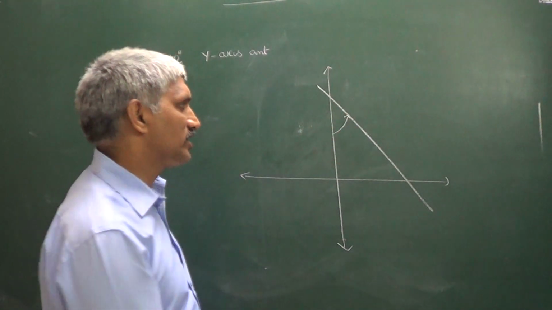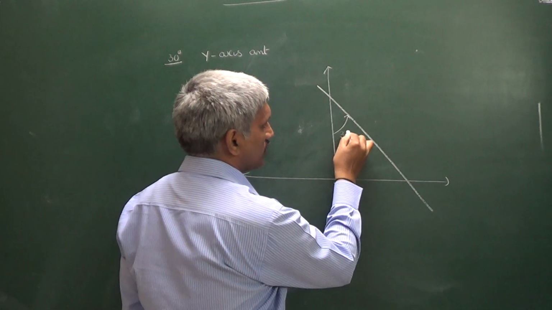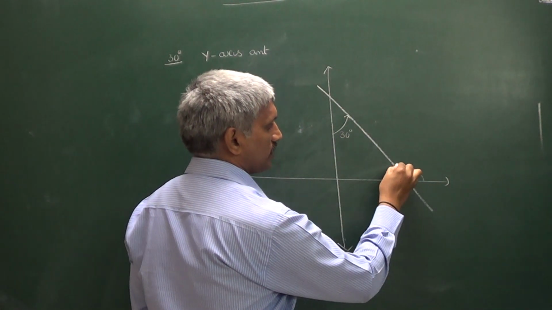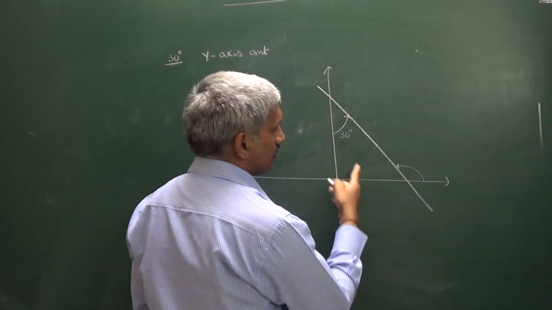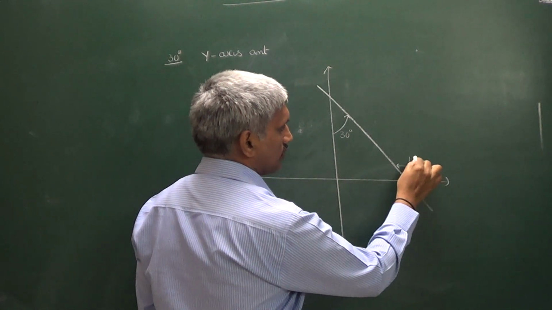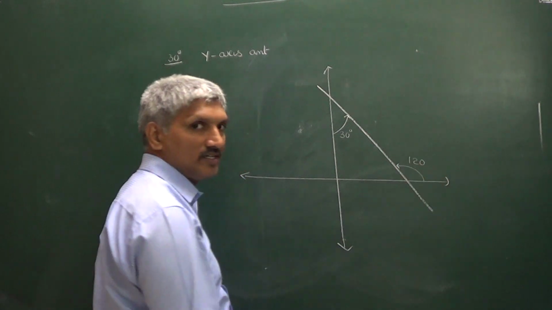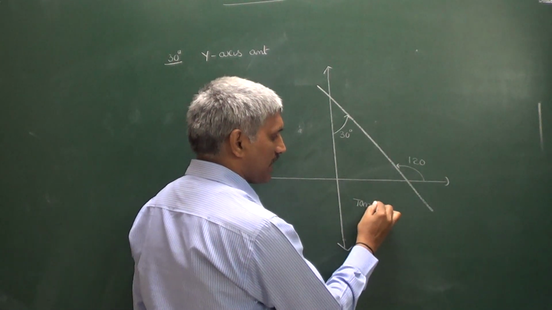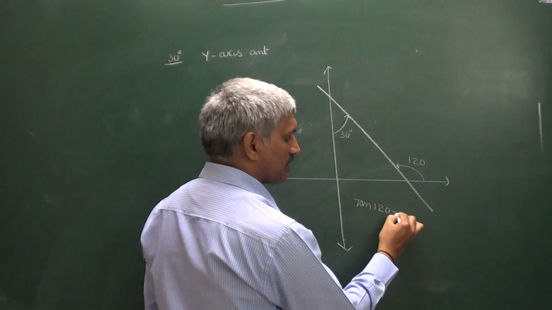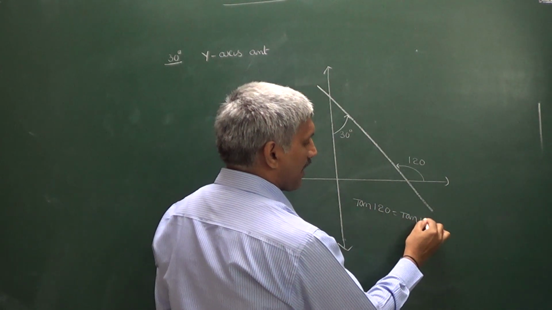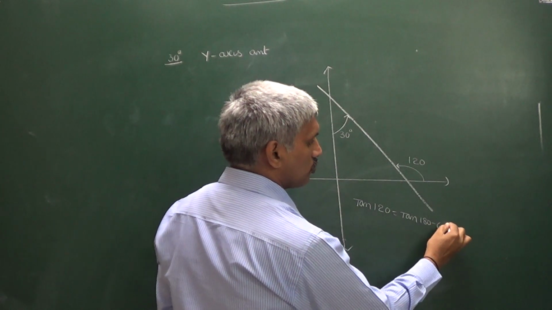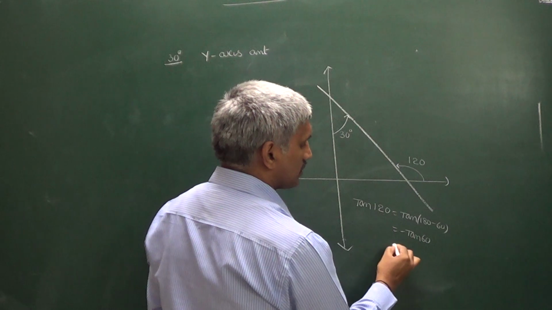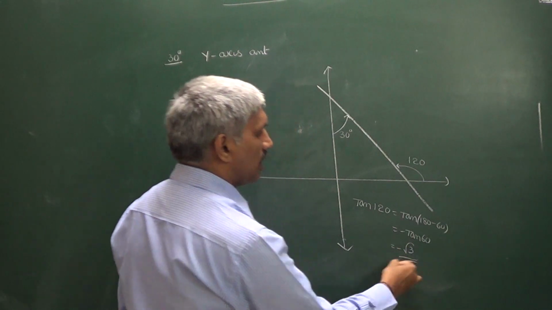This angle is given as 30 degrees. If this angle is 30 degrees, now can you tell me what about this angle? This is 30 plus 90, so this must be 120. Now 120 degrees is the inclination of the line, so I can say tan 120, that is nothing but tan of 180 minus 60, that is equal to minus tan 60, you will get minus root 3 as the slope of that particular line.